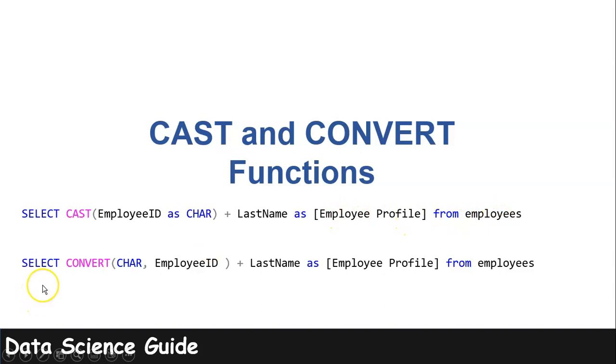The syntax to use convert is select convert, between parentheses we type the data type we want to convert to, which is character here also, comma, and the column name, which is employee ID. After that, we can combine the values of this column with the last name. Then we give an alias name and from table. Let's first switch to Microsoft SQL Server to understand these functions.